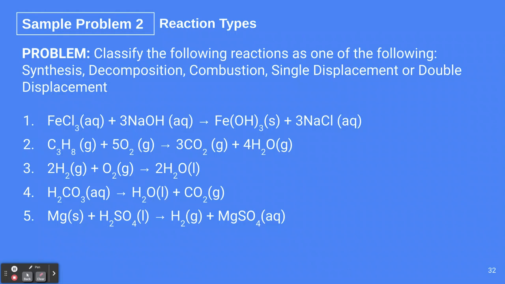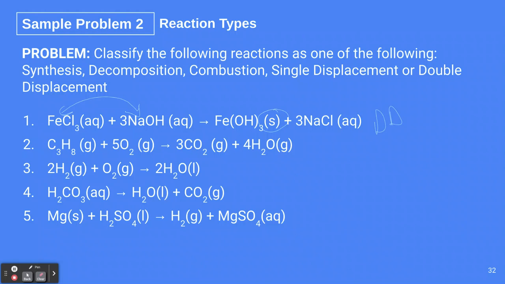All right, so if we take a look at this first one, we've got iron chloride reacting with sodium hydroxide, which is going to give us iron hydroxide and sodium chloride. If you take a look here, we get a new solid formed. When we get that new solid formed, you should really be thinking about a double displacement. That iron came in and swapped places with the sodium. So we now have iron hydroxide and sodium chloride. That would be a double displacement reaction.